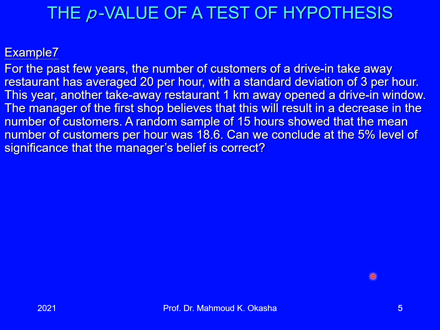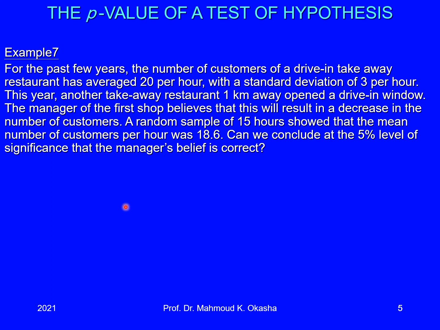Customers of a drive-in takeaway restaurant has averaged 20 per hour with a standard deviation of 3 per hour. So that's mu, the average for the whole population. Average mu is 20 and the standard deviation sigma is 3. This year, another takeaway restaurant 1 kilometer away opened a drive-in window.